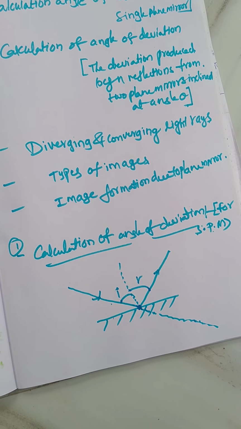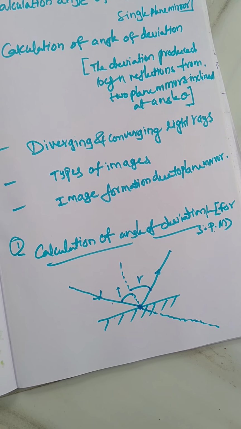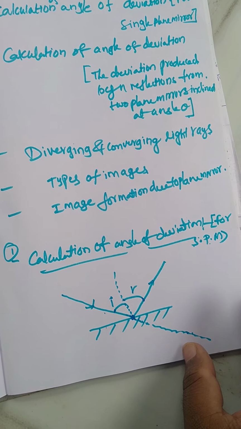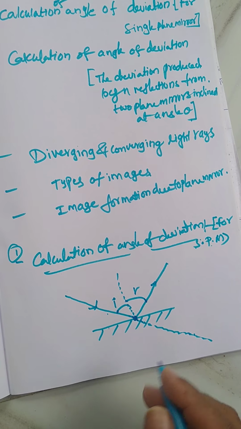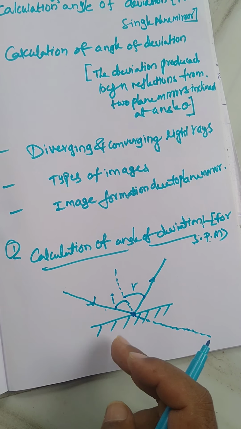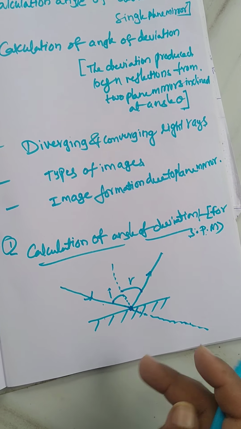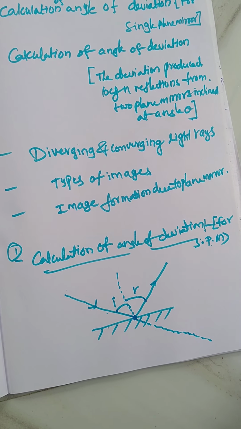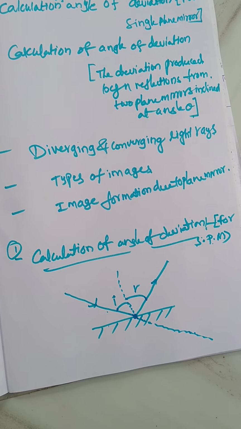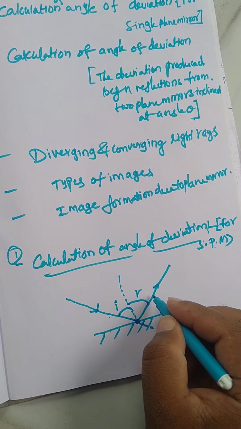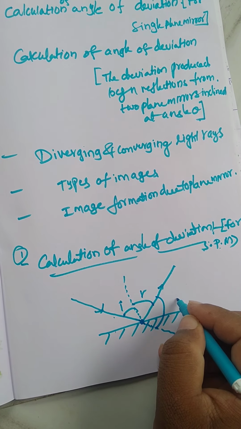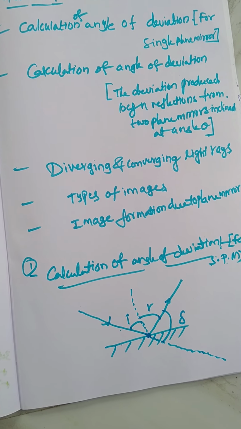See here, what is the angle of deviation? The angle of deviation is the angle at which the ray deviates from its original path. Actually it is the reflected ray deviating from its original path, or else the angle between the reflected light ray and the emergent ray is also called the angle of deviation. It is delta, right, dear students?